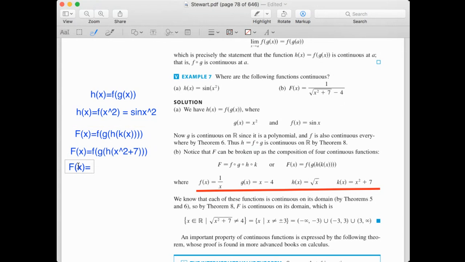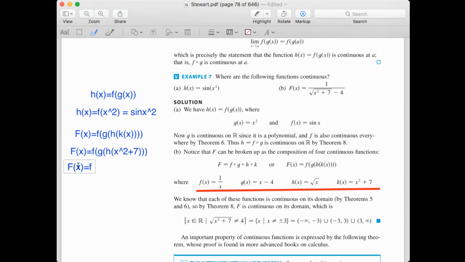I'm just telling you, different people have different ways to decompose to make a composition of functions. You can make 2 layers, you can make 3 layers, you can make 4 layers like this one. All right. Let's follow the book.